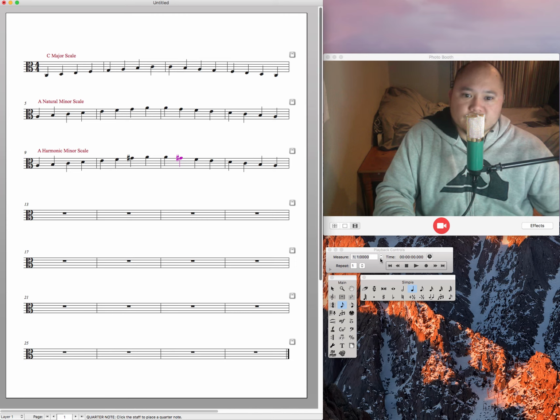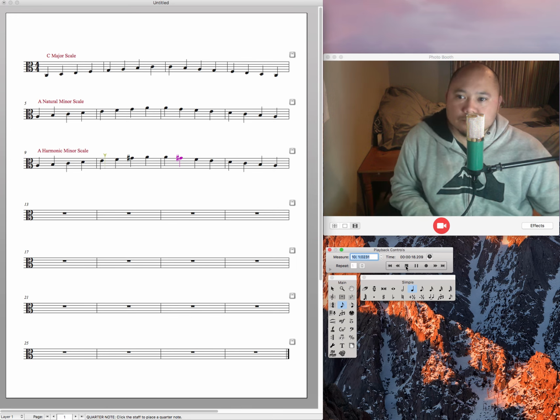Okay, and let's play that really quick. Let's measure 9. All right. What makes the A harmonic minor scale kind of stand out for me is that between the 6th and the 7th right here, that is the interval of an augmented second or a minor third.